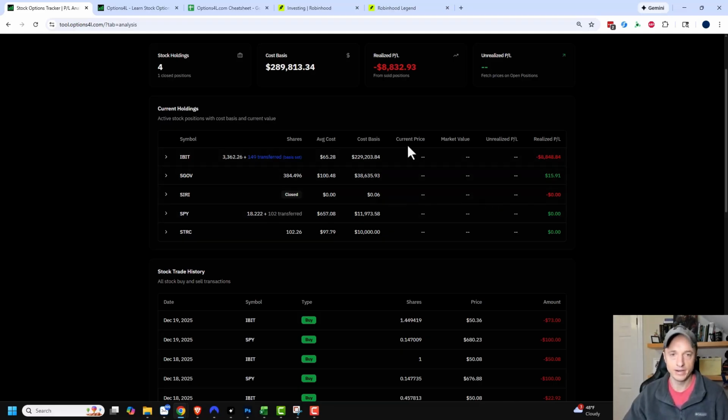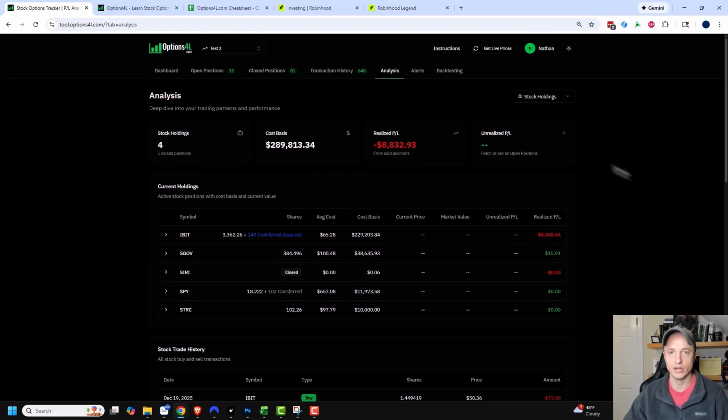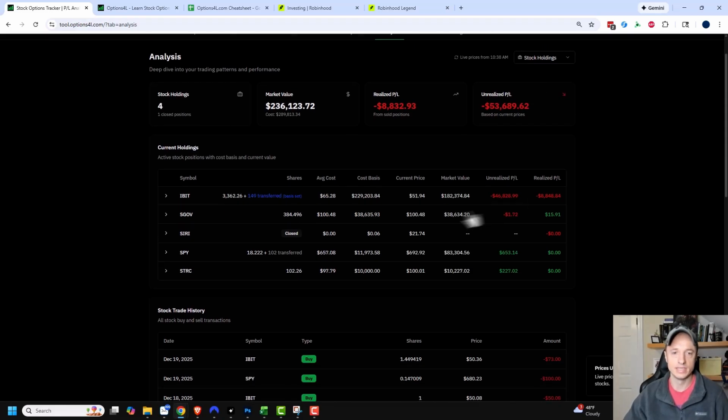All right, so you may notice also that the current price, market value, and unrealized profit and loss are blank right now. And that's because I haven't loaded in live prices. Now this is a paid feature, so we can go ahead and get live prices, and it loads in our current live prices. So we can see the current price, the market value, unrealized profit and loss, and then we still have our realized profit and loss right there. So we can get all the information pertaining to our particular stocks.